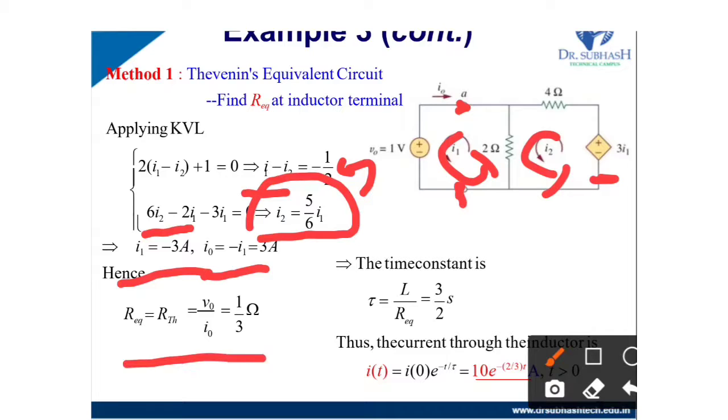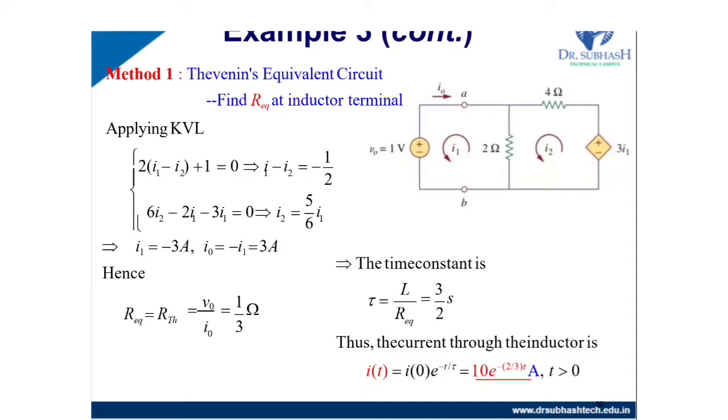So R equivalent equals V0 by I0, so it is 1 by 3 ohm, and the time constant equals L by R equivalent, so it is 3 by 2 second, so it is 1.5 second. So the final i(t) equals I0 e raised to minus t by time constant. We put the value I0 equal to 10, e raised to minus t, and time constant 3 by 2 in the denominator. So the equation becomes 10 e raised to minus 2t by 3 ampere.